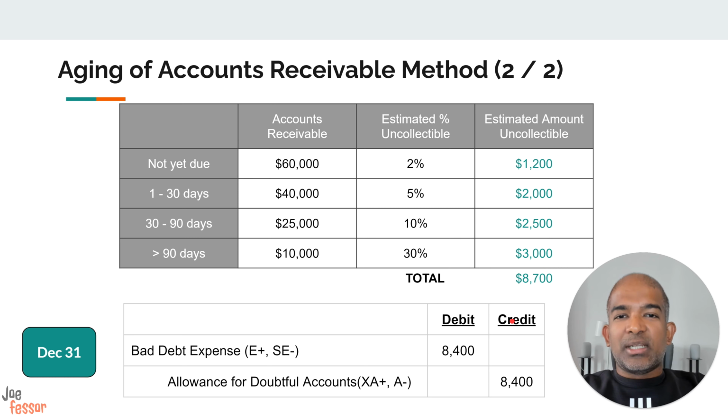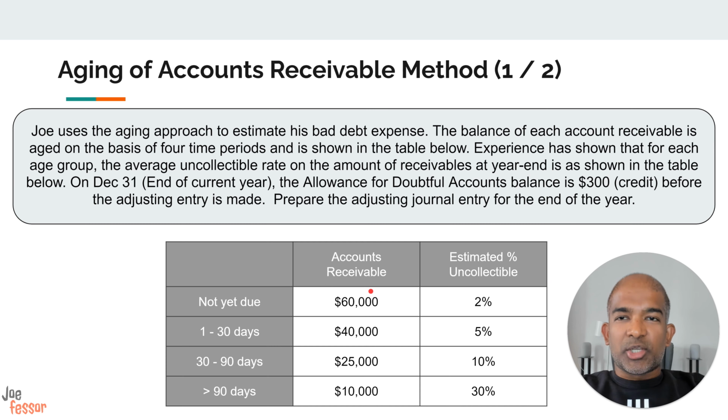So normally he would make a journal entry to show this $8,700. He would debit his bad debt expense account by $8,700 and credit his allowance for doubtful accounts account by $8,700. But in this case, we've been provided some additional information. On the 31st of December, the allowance for doubtful accounts balance is $300. So the allowance account has a $300 credit balance before the adjusting entry is made. When would you have a credit balance for your allowance for doubtful accounts account? If you had overestimated your bad debt in your previous period, then you would be left with a credit balance. So your allowance account still has a balance of $300, which is an estimate.